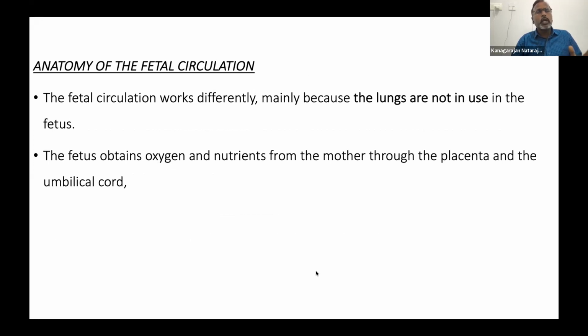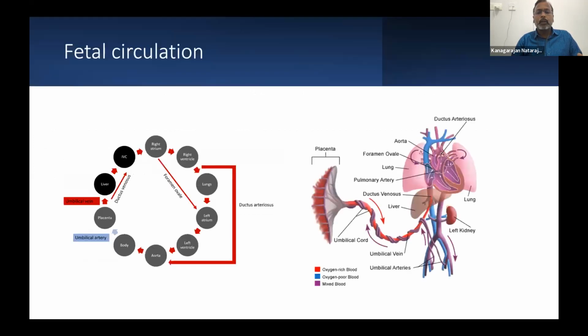So now let's go into a little detail about the anatomy of the fetal circulation. They work differently because the lungs are not used in the fetus. The fetus obtains oxygen and nutrients from the mother through the placenta and the umbilical cord. You can easily see that this is a pictorial and this is a chart. Both are the same, just for better understanding, you can go through this also.